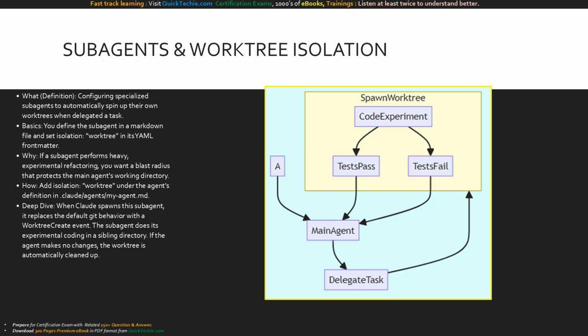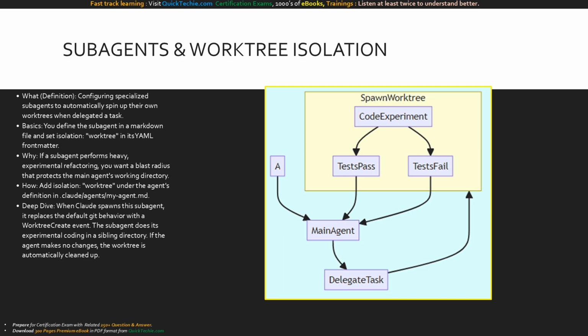We can take this further with subagents and Worktree isolation. What does this mean? It means configuring specialized subagents to automatically spin up their own worktrees when the main agent delegates a task to them. The basics: you define a subagent in your .claude/agents folder and add isolation: worktree to its YAML front matter. Why is this a massive safety upgrade? If you ask a subagent to perform heavy, experimental refactoring, you need a blast radius that protects your main directory from catastrophic hallucinations. How do you do it? Just add that single line of YAML.